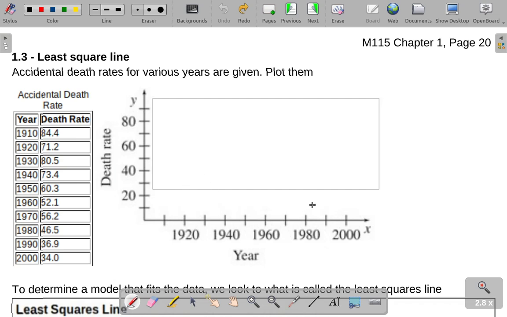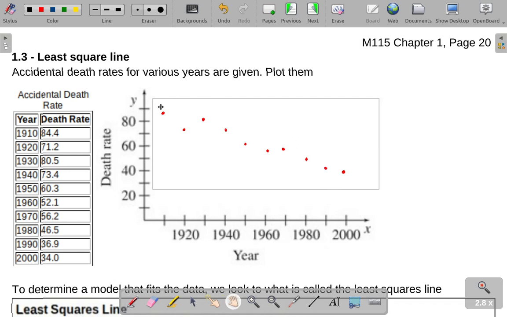But if we plot each of the years to the death rates, we're going to see a certain pattern. So I'm going to go ahead and plot that now. In 1910, we have a death rate of 84.4. Let's see, that's 90 up here. 84.4 would be about here, and so on. I'm going to skip ahead until I have the rest of these plotted. All right, so this is what it looks like. I just took those individual values and plotted them here.